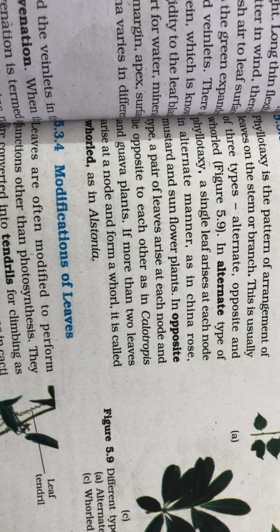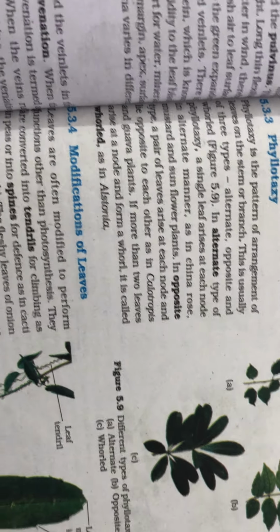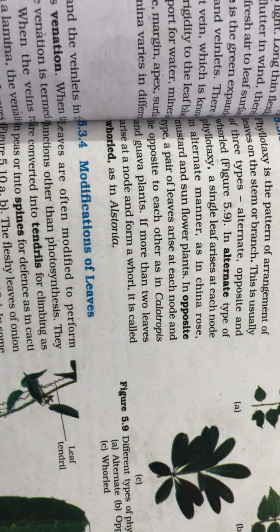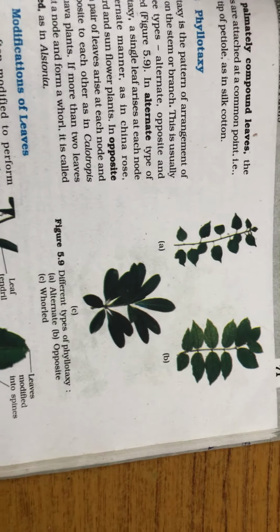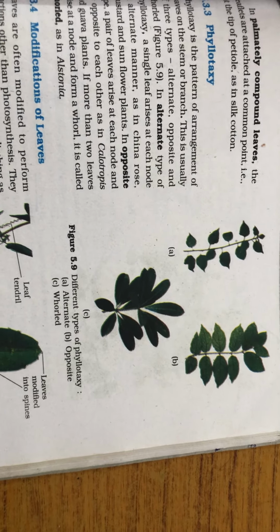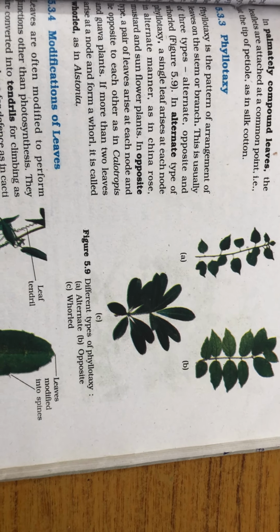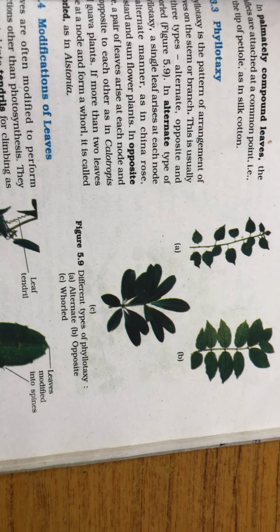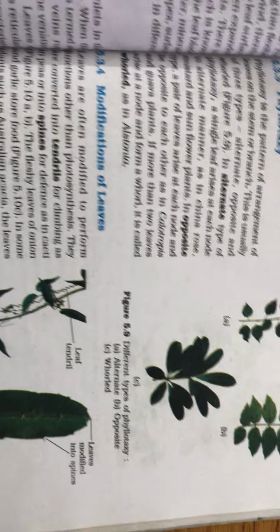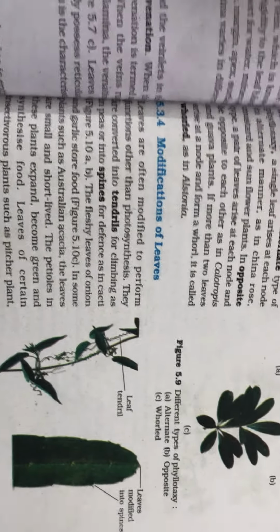And if more than two leaves arise at a node and form a whorl, then it is called a whorl. So as in Alstonia, that is, the leaves of the saptaparni plant, if you look at the saptaparni tree, you will see 7 leaves on a single node. So that is the whorl type of the arrangement.